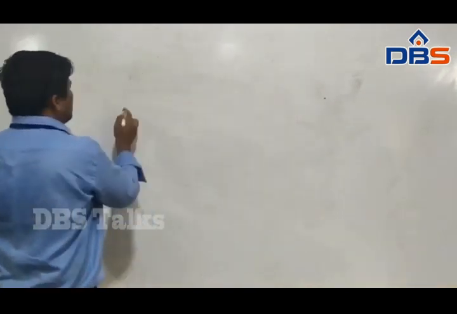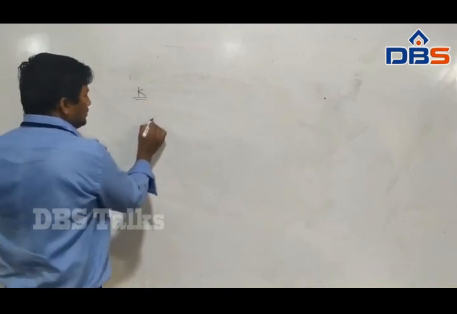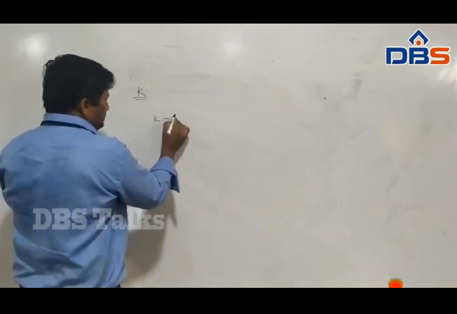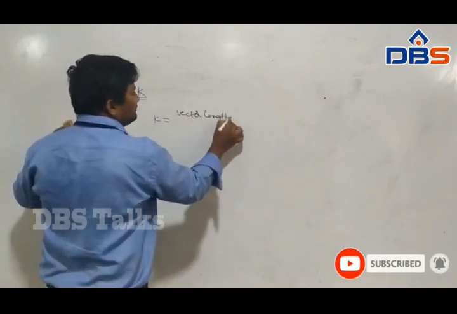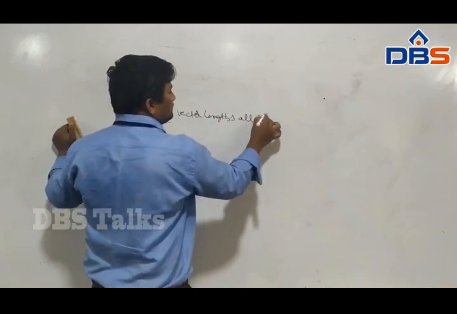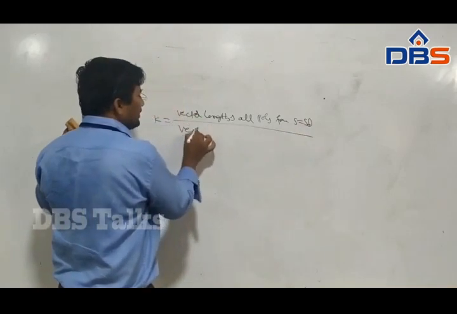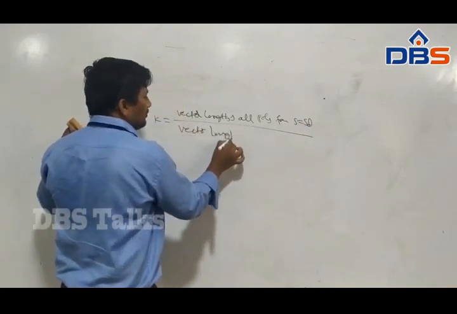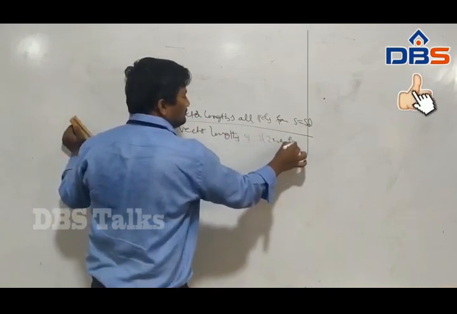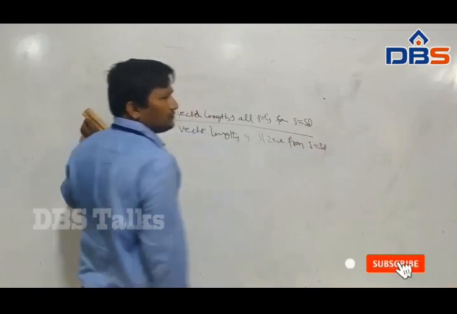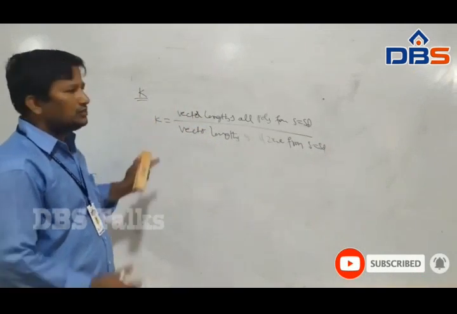And the last rule is to find out the K value, the open loop gain value. K is equal to the product of the vector lengths of all poles from s equal to sd, the dominant pole, divided by the product of the vector lengths of all zeros from s equal to sd. So by using this formula, we determine the open loop gain value.